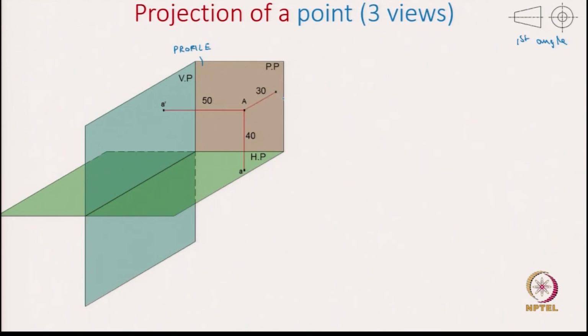So, once we capture the side view of point A on the profile plane, how do we represent the point on a profile plane? With a double prime. So, we name it A double prime.